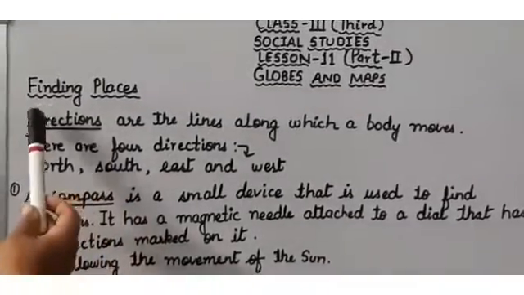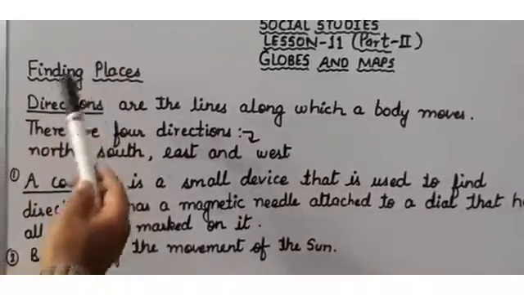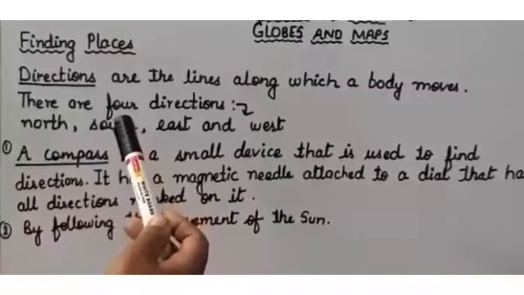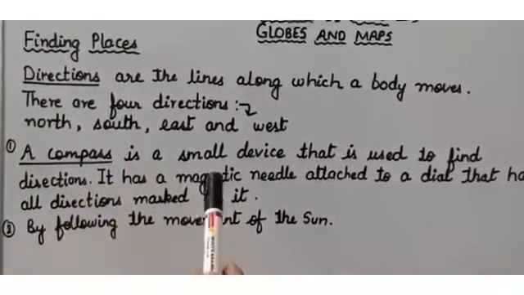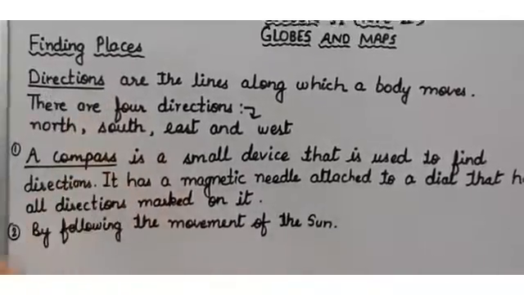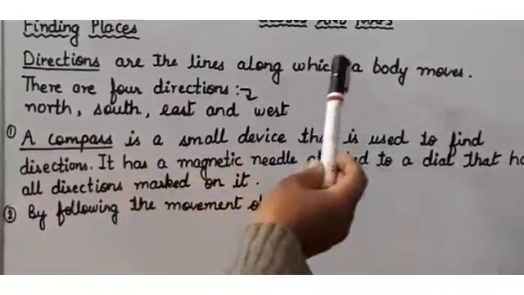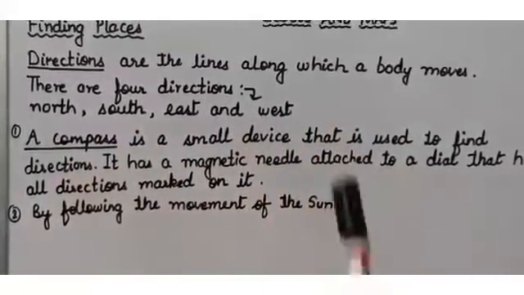Now, your next topic is finding places. Finding places means whenever we have to reach a place that we don't know and we have to find that place, we use directions. Now, what are directions? Directions are the lines along which a body moves.